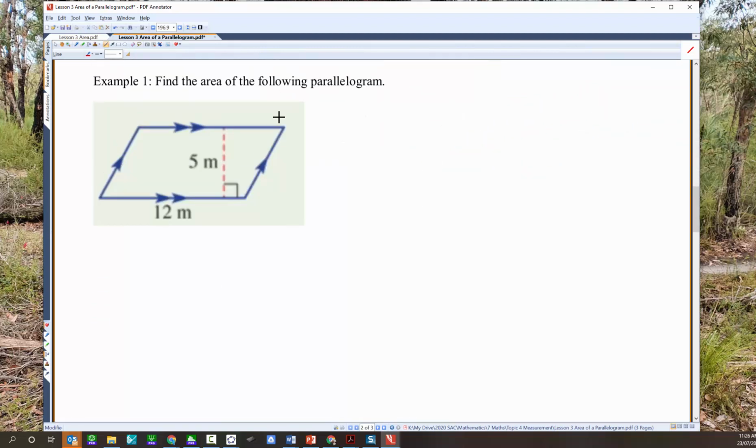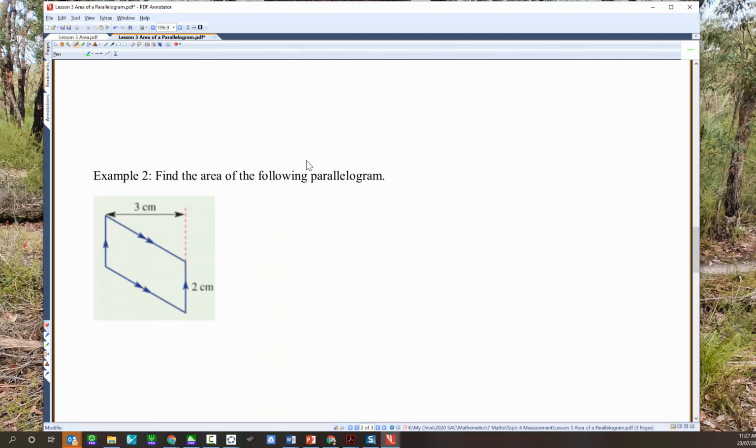All right, let's try it out on a couple of examples. So find the area of the following parallelograms. So remember, area equals the base by the perpendicular height. Base by perpendicular height. So this involves just multiplying these two values together, which is 60 meters squared.